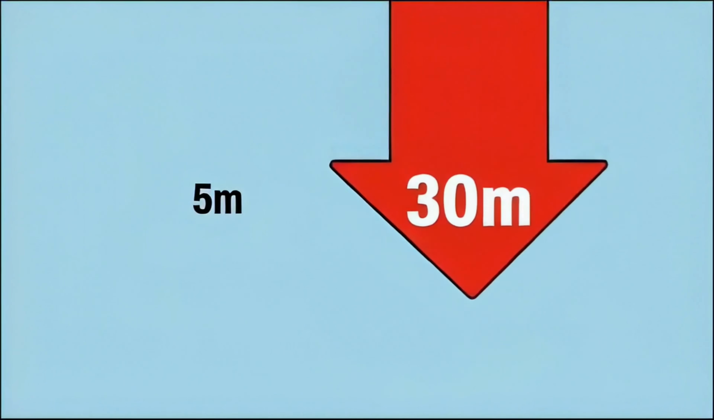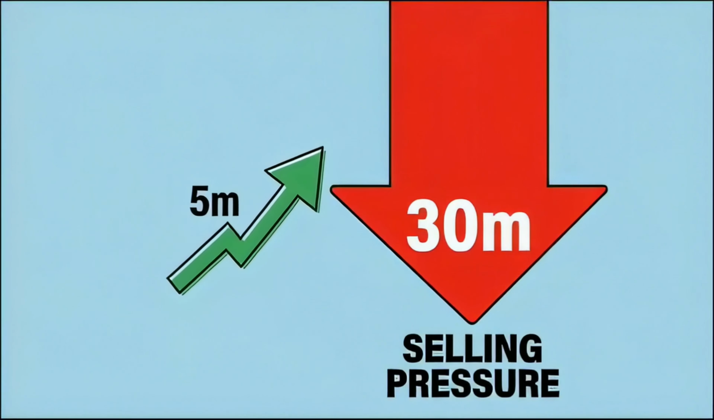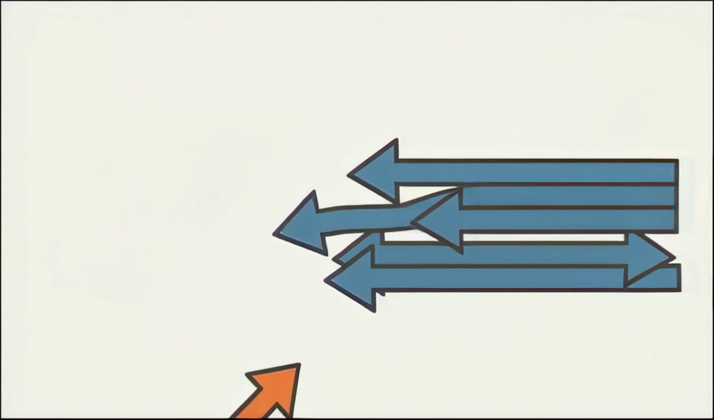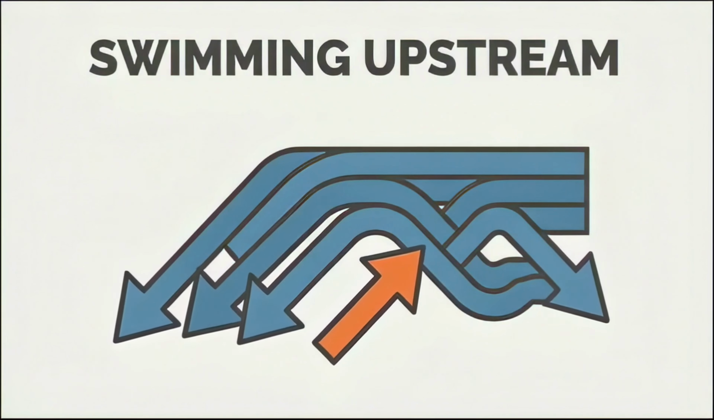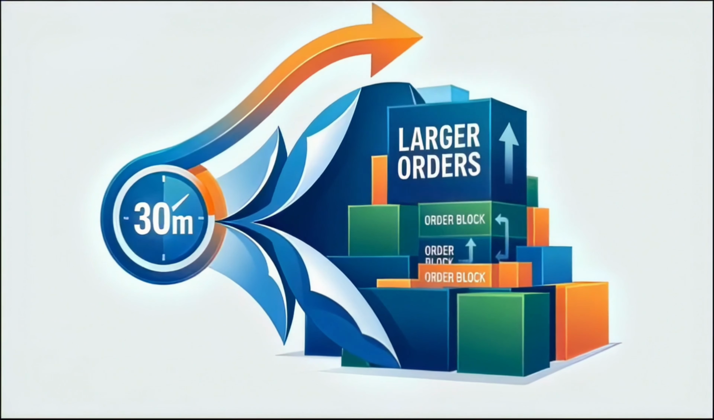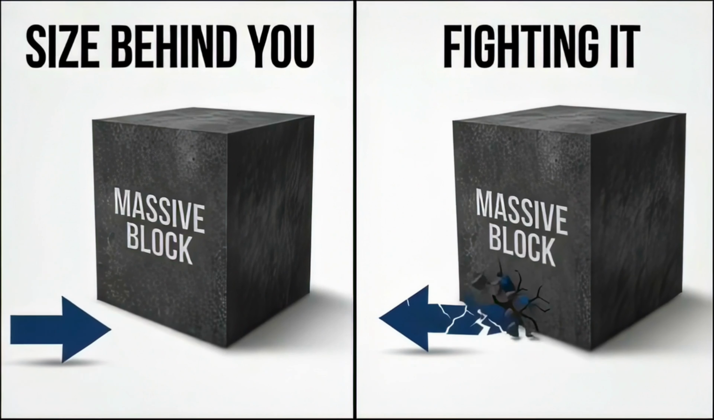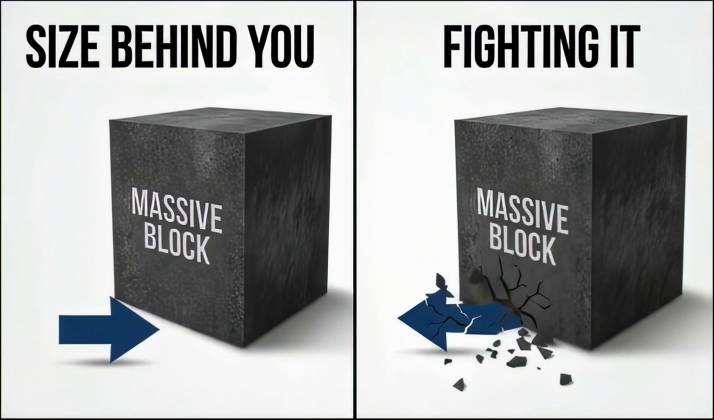A bullish cross on your 5-minute chart, while the 30-minute is clearly rolling over, is you buying into selling pressure from much bigger participants. Sometimes it works anyway. Structurally, you are swimming upstream. Why it matters, the larger time frame is where the larger orders live. When your signal agrees with it, you have size behind you. When it disagrees, you are the size fighting it.